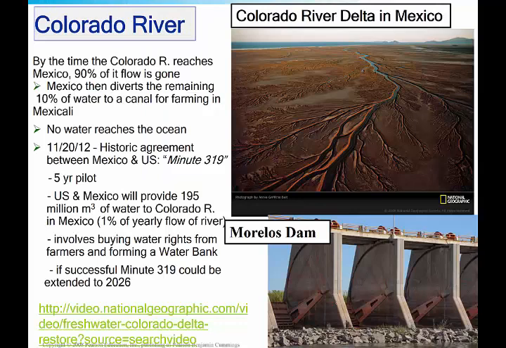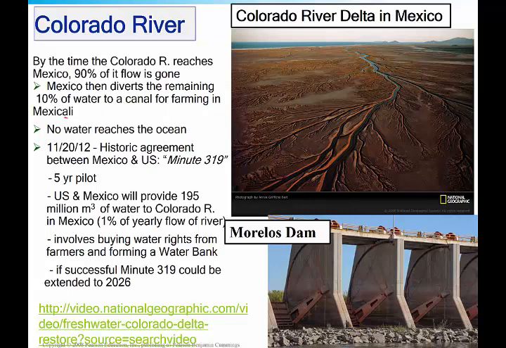So back to the Colorado River. Remember, it begins in the Rockies, it ends in the California Bay, but it does have to go through Mexico. By the time the Colorado River reaches Mexico, about 90% of its flow is gone. Mexico then diverts the remaining 10% of water to a canal for farming in the county of Mexicali. So actually no water reaches the ocean.